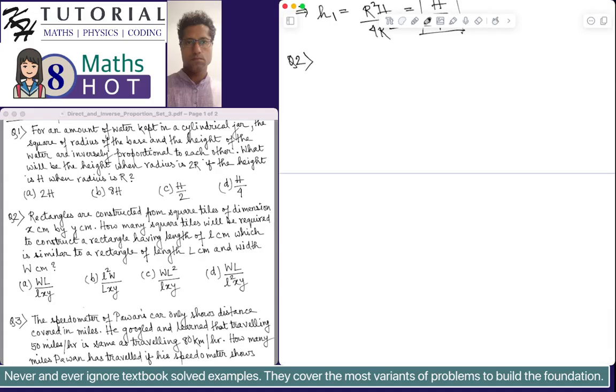So rectangles are constructed from square tiles of dimension x centimeter by y centimeter. How many square tiles will be required to construct a rectangle having length of small l centimeter, which is similar to a rectangle of length capital L centimeter and width w centimeter? So there are some square tiles. Let's say this is x and this is y.